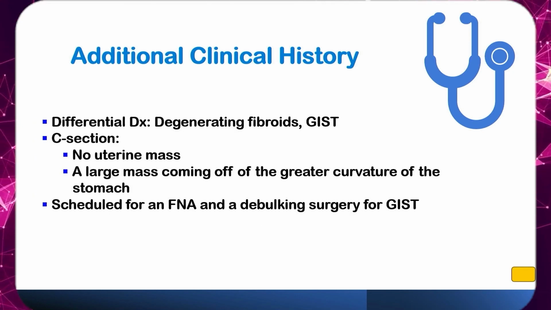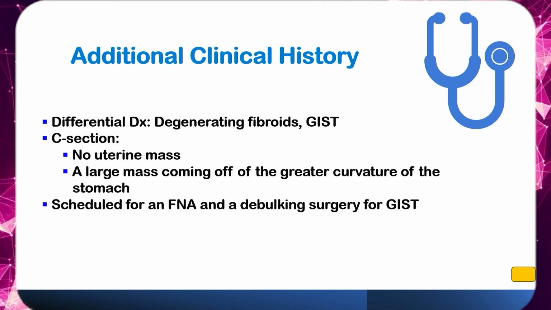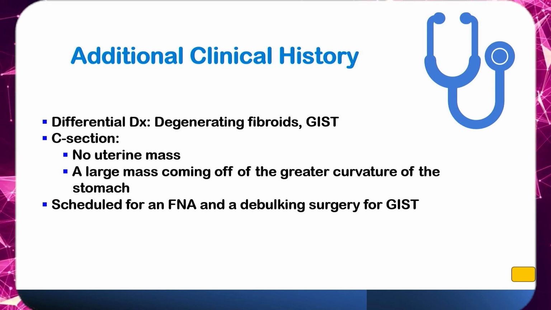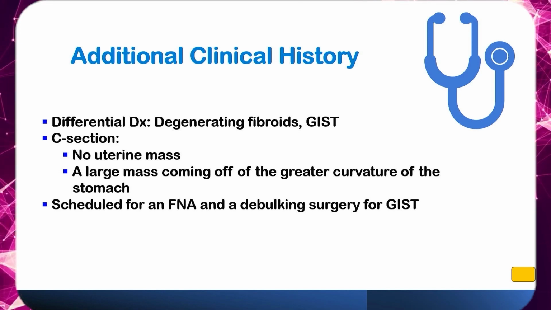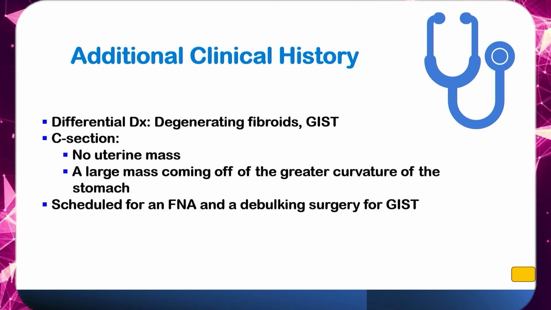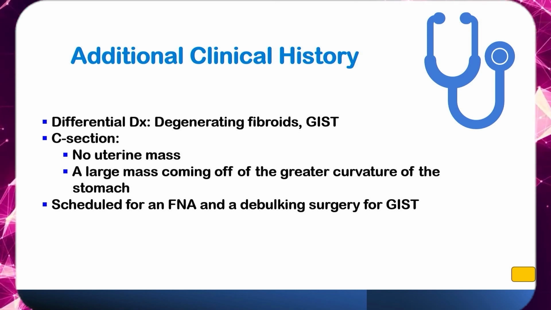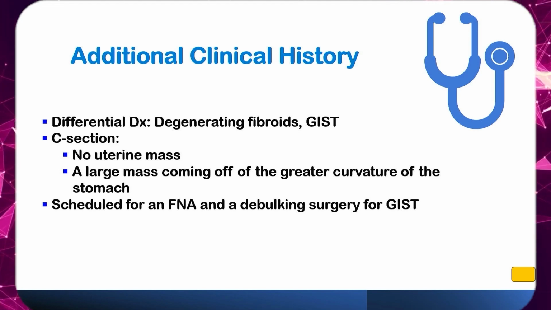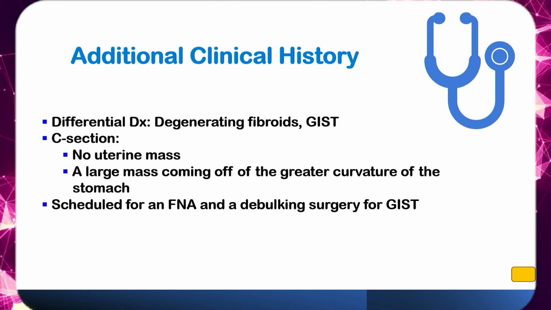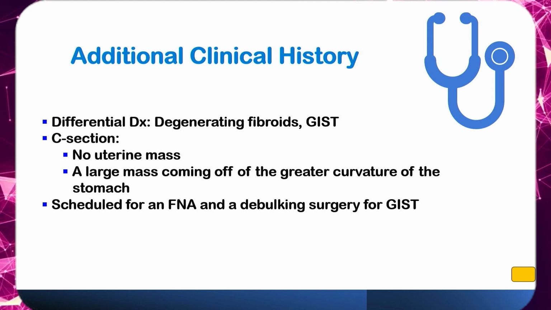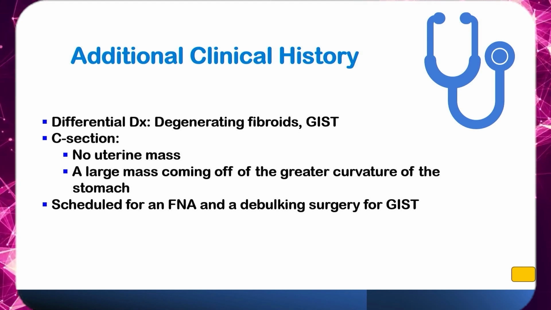The clinical differential diagnosis presenting to us was degenerating uterine fibroids, huge fibroids, versus a gastrointestinal stromal tumor. As a matter of fact, GIST was the diagnosis which was strongly favored by the clinical team, and we were told regardless of what we diagnose, they will take the patient to surgery, rather a debulking surgery, to take out the GIST, 12 centimeter GIST. So any last minute differential diagnosis?